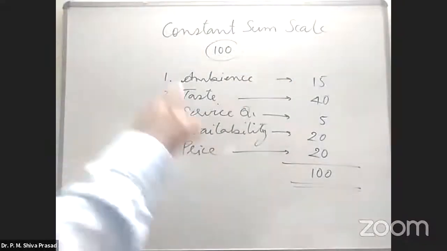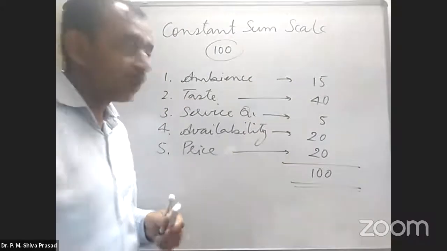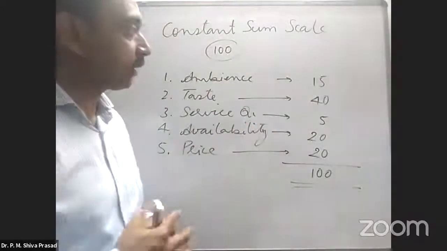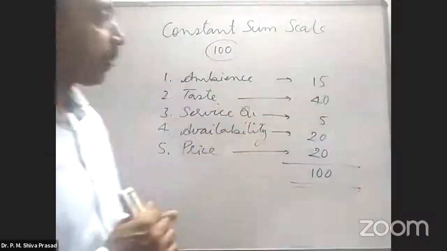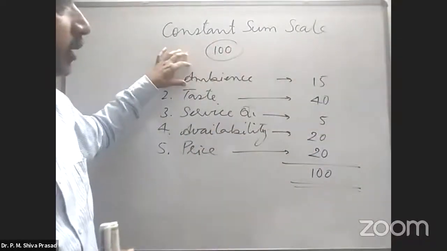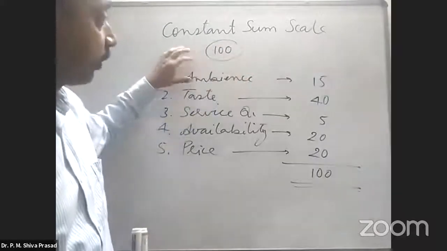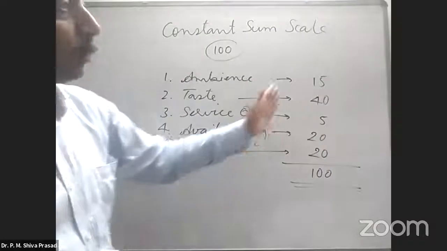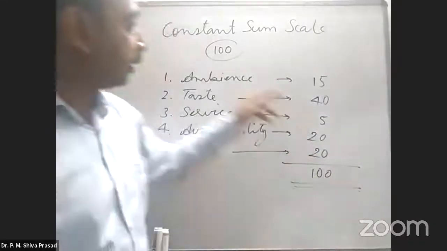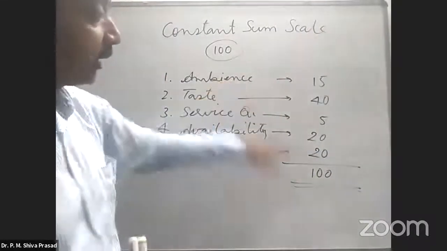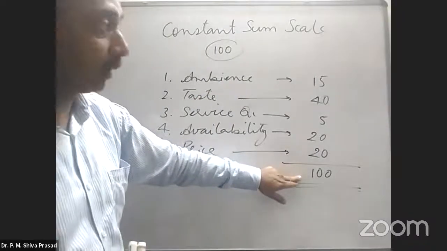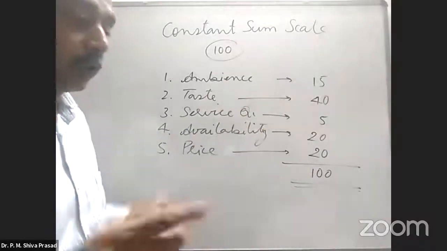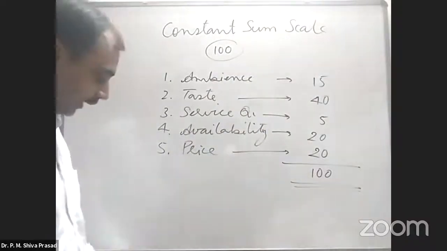And responses of all the respondents are taken together and analyzed using a suitable statistical technique. It is all added. So what is the overall score for ambience, taste, service quality, availability, and price? Probably you may use ratio analysis as well. What is the percentage of ambience to the total? Percentage of taste to the total, that kind of analysis you can do when you use constant sum scale.